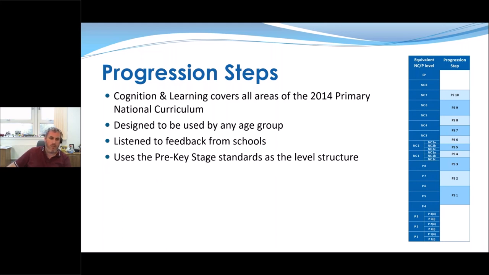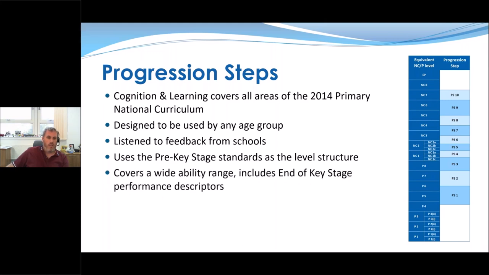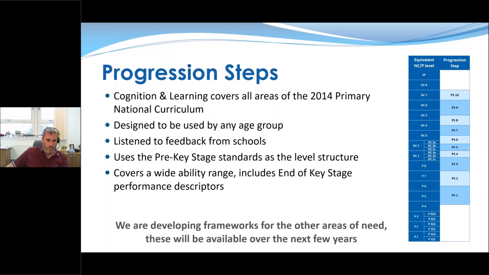As it says there, it uses the pre-key standards as the level structure. So steps 1 to 6 are in line with the new pre-key stage standards, which gives you a really good idea of the ability or attainment level of those new pre-key stage standards. And it covers a wide range of abilities and includes the end of key stage performance descriptors. So progression steps 7, 8 and 9 are working towards, working at, and greater depth. So you have those as well.